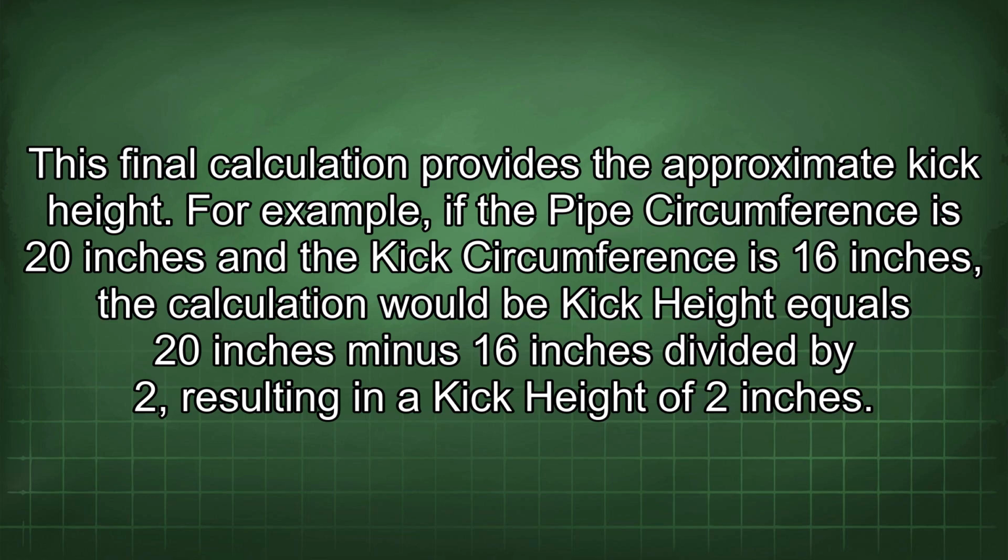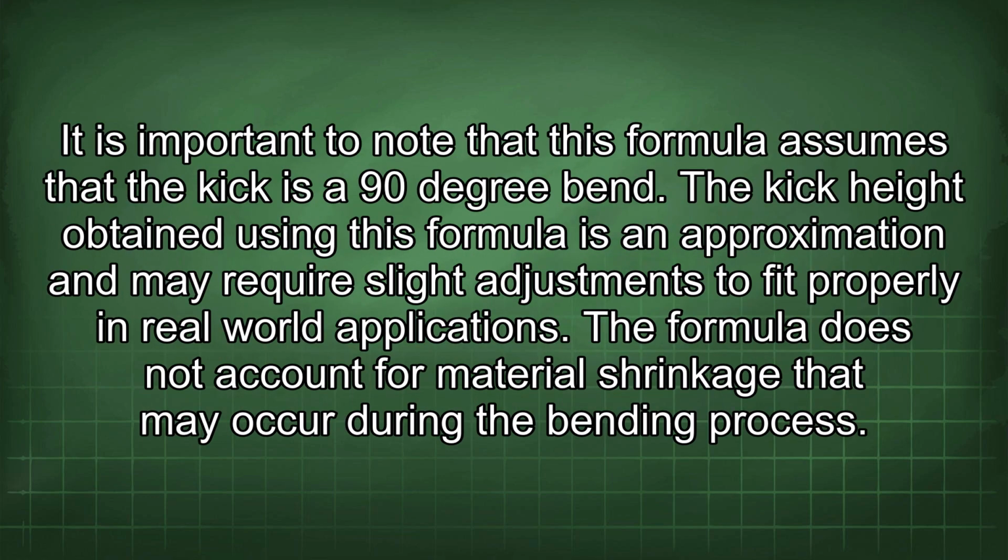For example, if the pipe circumference is 20 inches and the kick circumference is 16 inches, the calculation would be: kick height equals 20 inches minus 16 inches, divided by 2, resulting in a kick height of 2 inches. It is important to note that this formula assumes that the kick is a 90-degree bend.